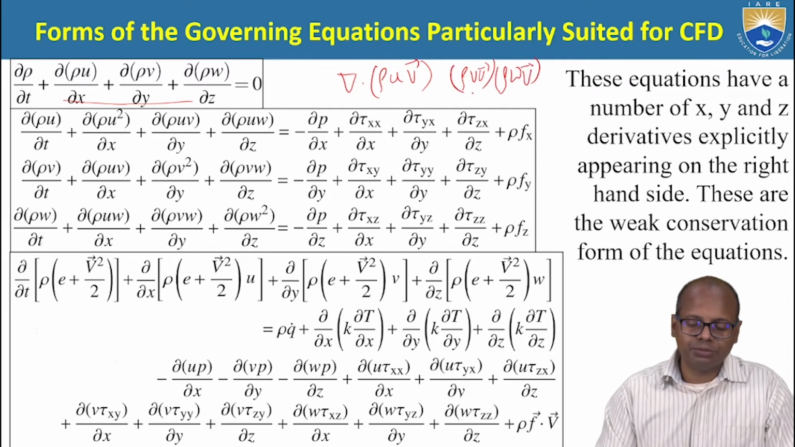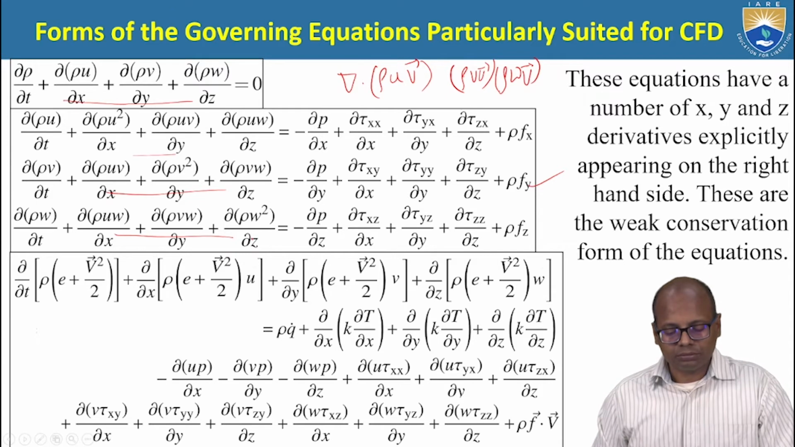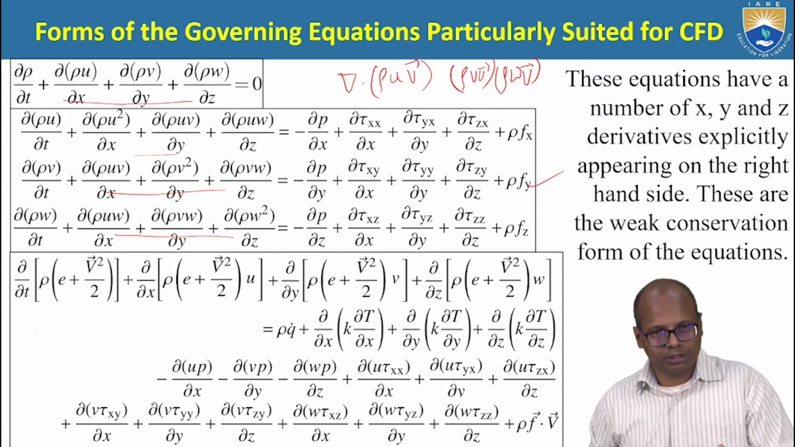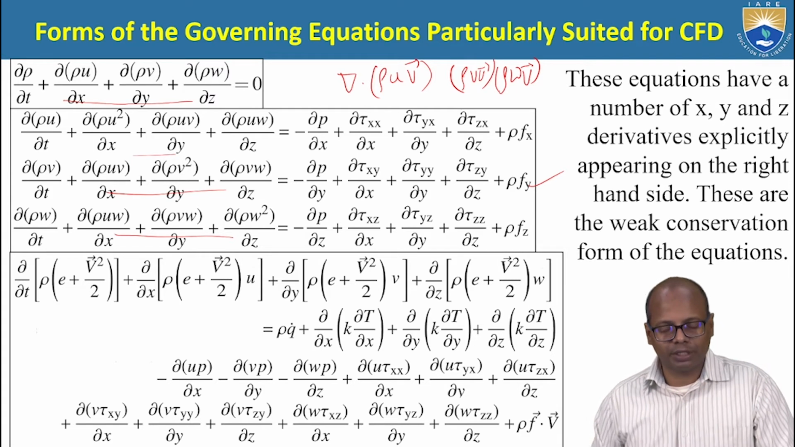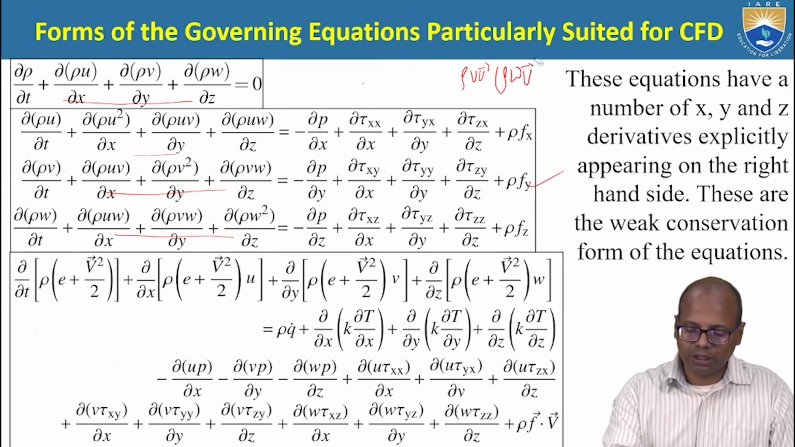So all these terms are there in this momentum equation. These terms are expanded here. Similarly, we have expanded the energy term also. Energy flux also we have expanded. Why do we have to expand this? That is the important question here.